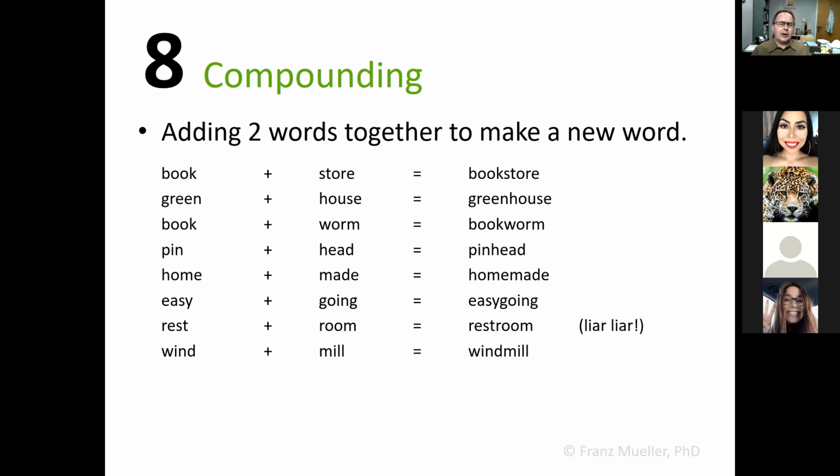Something else that's interesting about compounding is that when you put two words together, the second one is always the one that gives me the basic category, and the first one gives me the specifics. So if you look at what a bookstore is, a kind of store which sells books. So book is the specific thing and store is the general category. So in other words, the basic category is always the second part, the last part. A bookstore is a kind of store. A bookworm is a kind of worm and not a kind of book, right? A restroom is a kind of room.